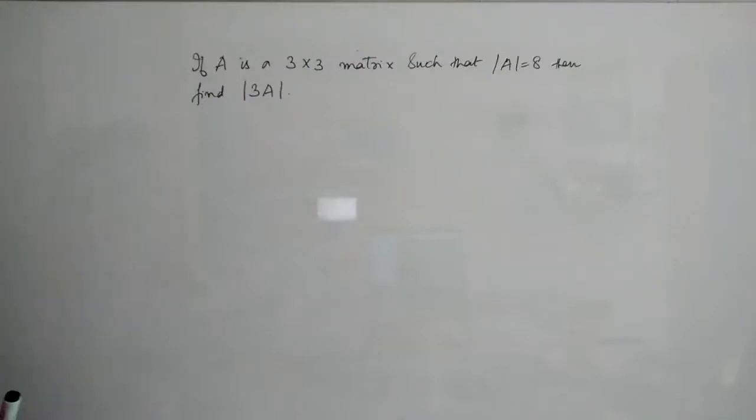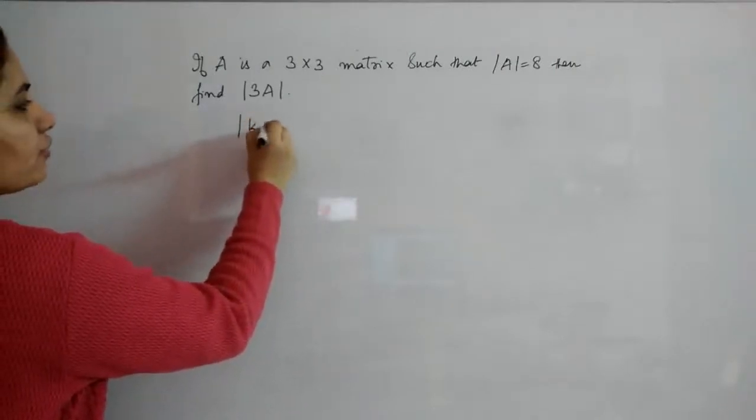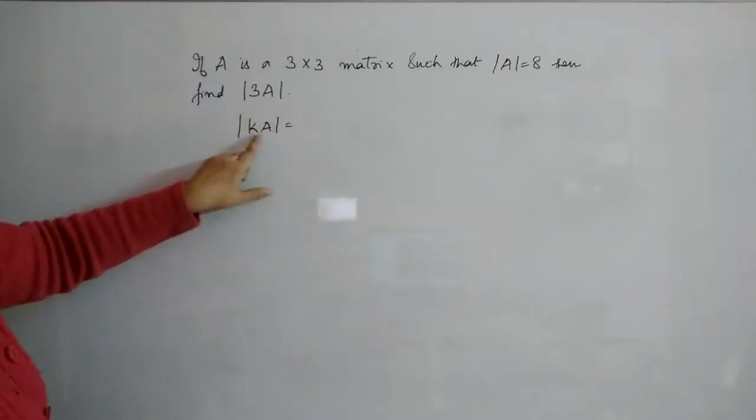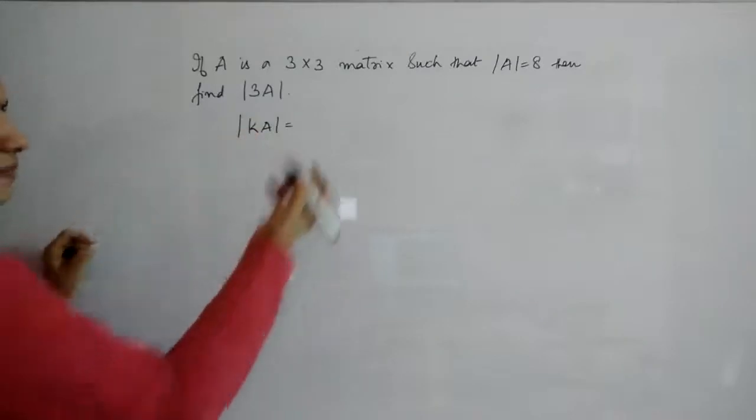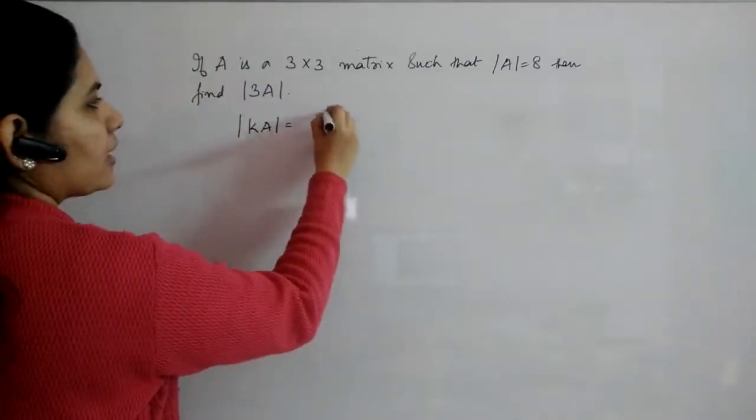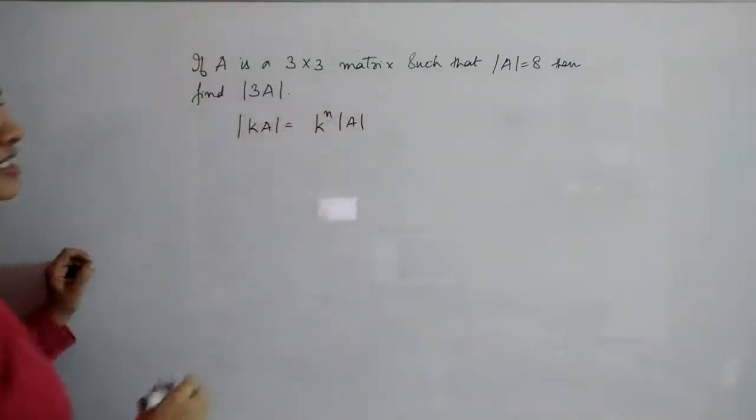The question is, if A is a 3 by 3 matrix such that determinant A is equal to 8, then find determinant of 3A. When you have the determinant of kA, with the order of A as n, you will have k raised to n into determinant A.